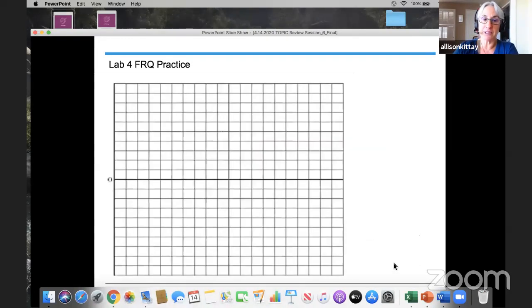Okay, so this is what your graph grid would look like if you were taking this exam. So notice that you have a heavy dark 0 axis right across the middle, and that you're going to need to plot the points that show an increase in mass as well as a decrease in mass, and then you're going to use that graph to determine the molar concentration of solutes in the chicken egg.